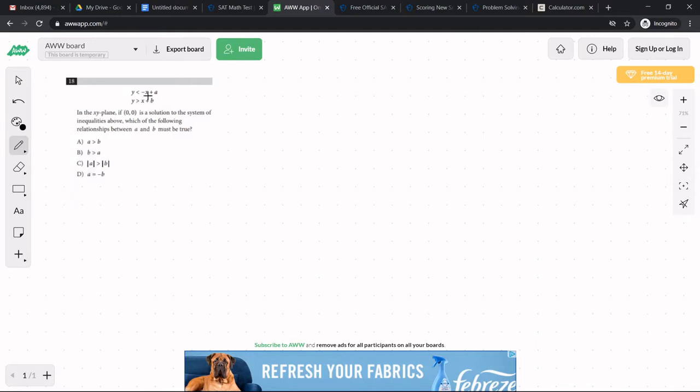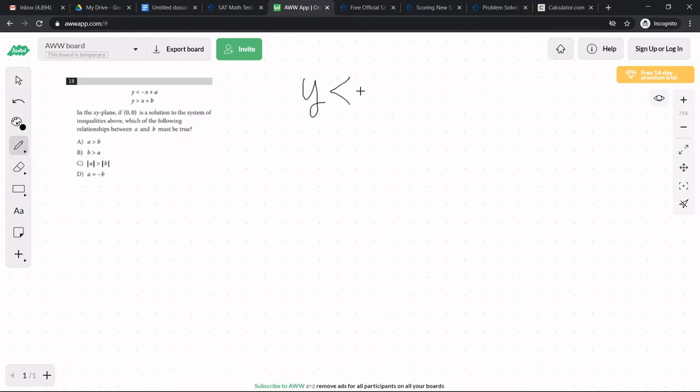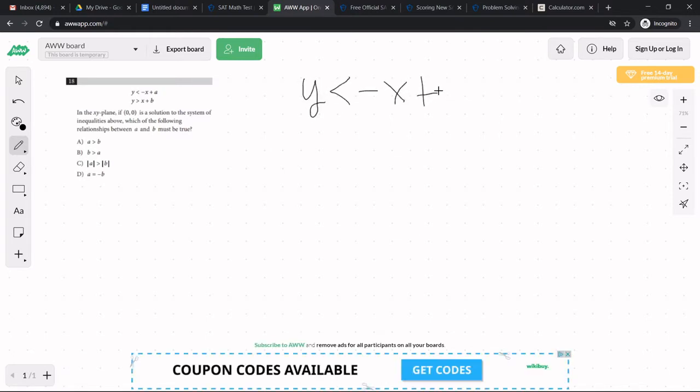Alright, y is less than negative x plus a. y is greater than x plus b. In the xy plane, if (0, 0) is a solution to the system of inequalities, which of the following relationships between a and b must be true? Okay. Negative x plus a is greater than x plus b.